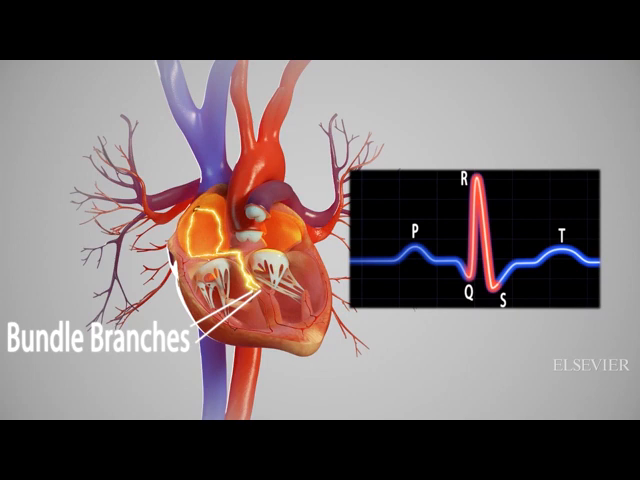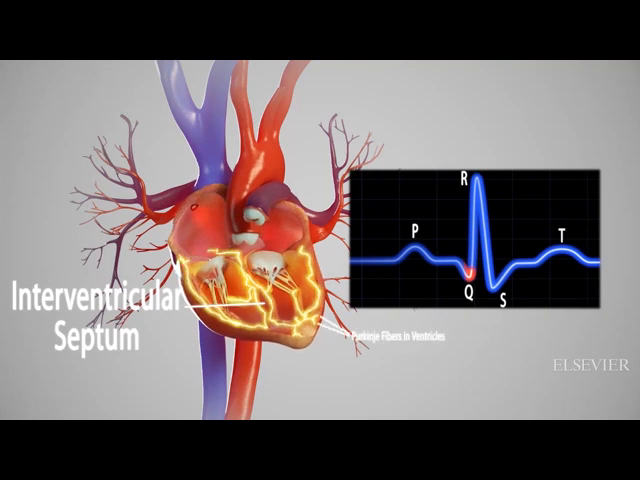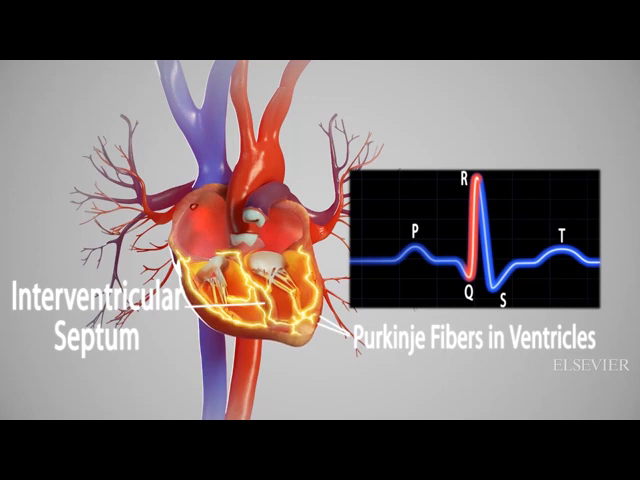The AV node then conveys the impulse to the ventricular muscle cells via the His-Purkinje network, producing ventricular depolarization. Electrical activation of the ventricles is represented by the QRS complex on the ECG.